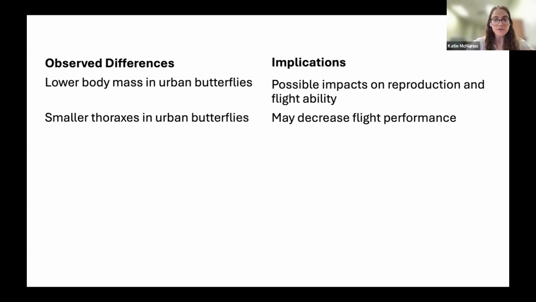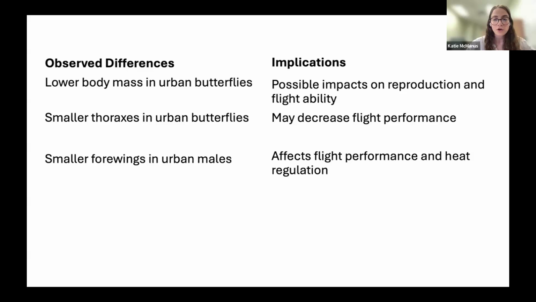For both sexes, we also found smaller thoraxes in urban areas, and this could also lead to decreased flight ability, specifically for their acceleration and their endurance, as this is the area that contains the thoracic muscles for flight. For urban male butterflies, we found that they had smaller forewings than non-urban males, and forewing size has been found to be positively correlated with flight performance in butterflies, and this correlation is especially strong in males, and this relationship may be especially important in males as well because the male butterflies do spend most of their active time actively flying, searching for mates, so changes in flight ability could have a large impact on reproductive success.